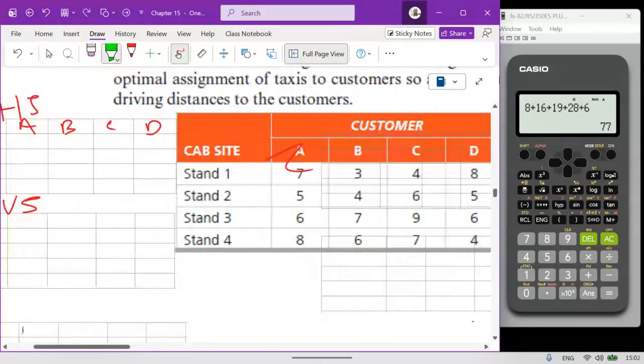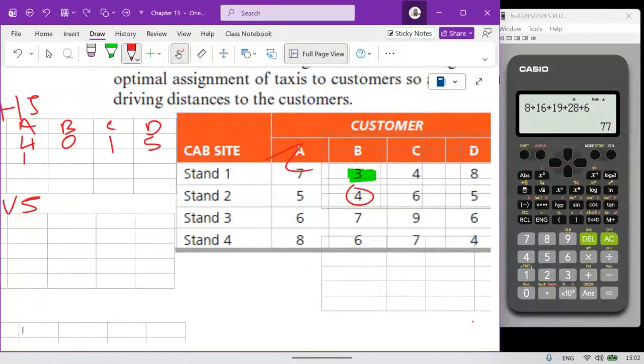So which one is the smallest here, vertically or horizontally? 3 is the smallest, then 3 is at B. That's your 0. 3 minus 3 is 0, 7 minus 3 is 4. Then 3 minus that is 1. Then 3 minus is 5. And then we go next. 4 is the smallest. 4 minus 5, 1. 4 minus 4, 0. 4 minus 6, 2. And 1.